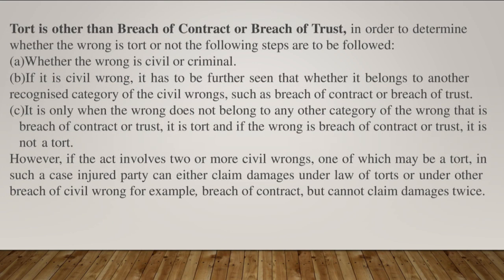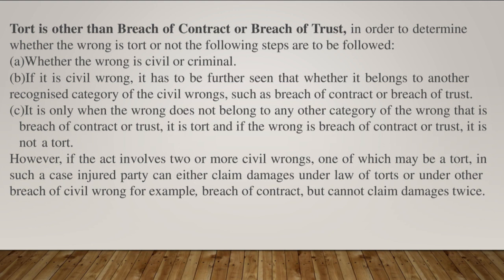Tort is other than breach of contract or breach of trust. In order to determine whether the wrong is tort or not, the following steps are to be followed. Whether the wrong is civil or criminal. If it is a civil wrong, it has to be further seen whether it belongs to another recognized category of civil wrongs, such as breach of contract or breach of trust. It is only when the wrong does not belong to any other category of wrong, that is breach of contract or trust, that it is a tort, and if the wrong is breach of contract or trust, it is not a tort.